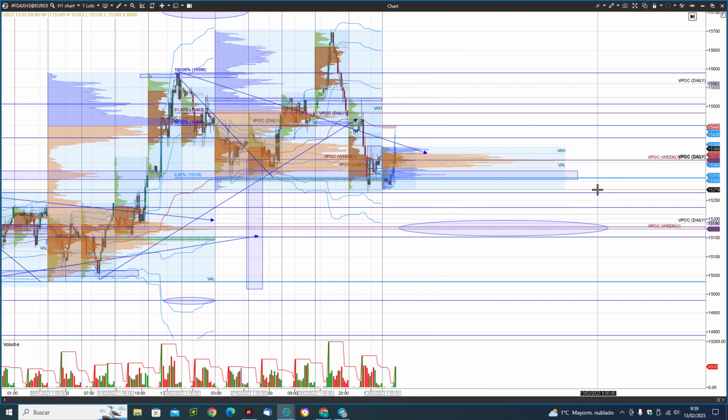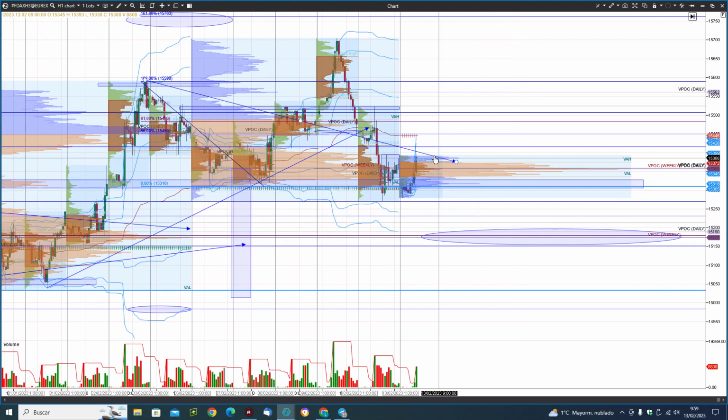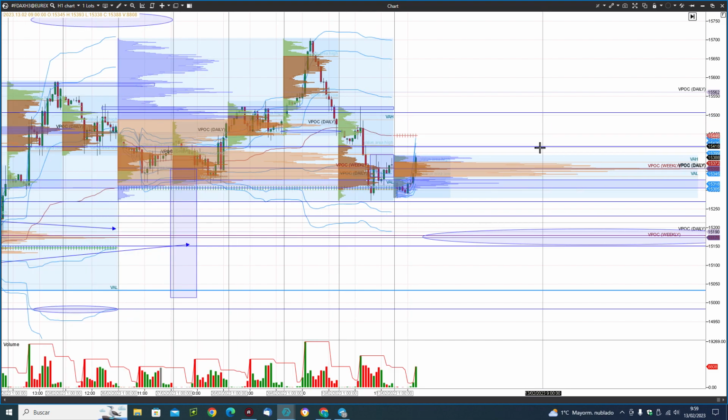It was a target. It was also a support. And now the price is rising. What are the targets? First one, let's quit this point. Let's quit this and this. First point about higher targets would be 15,444.